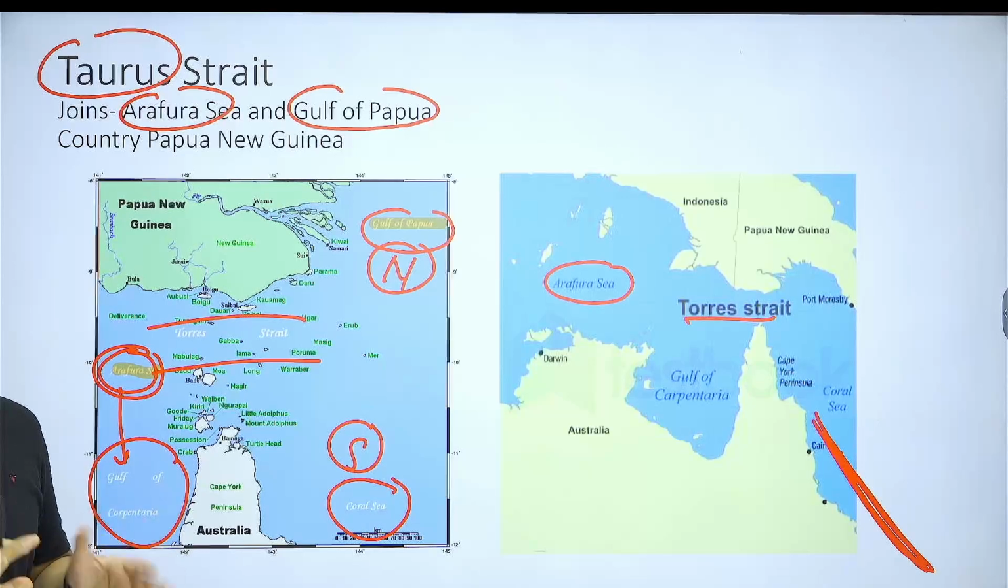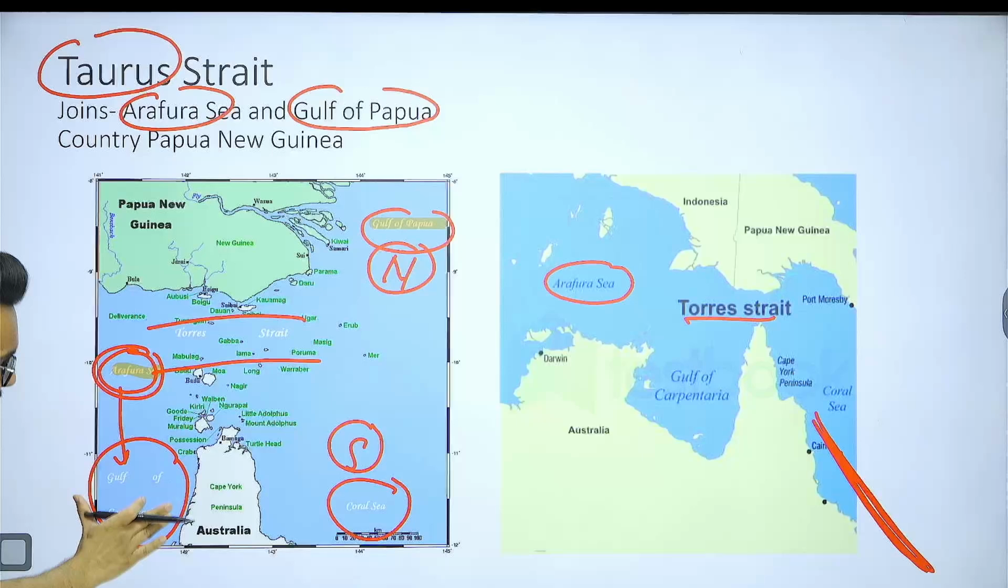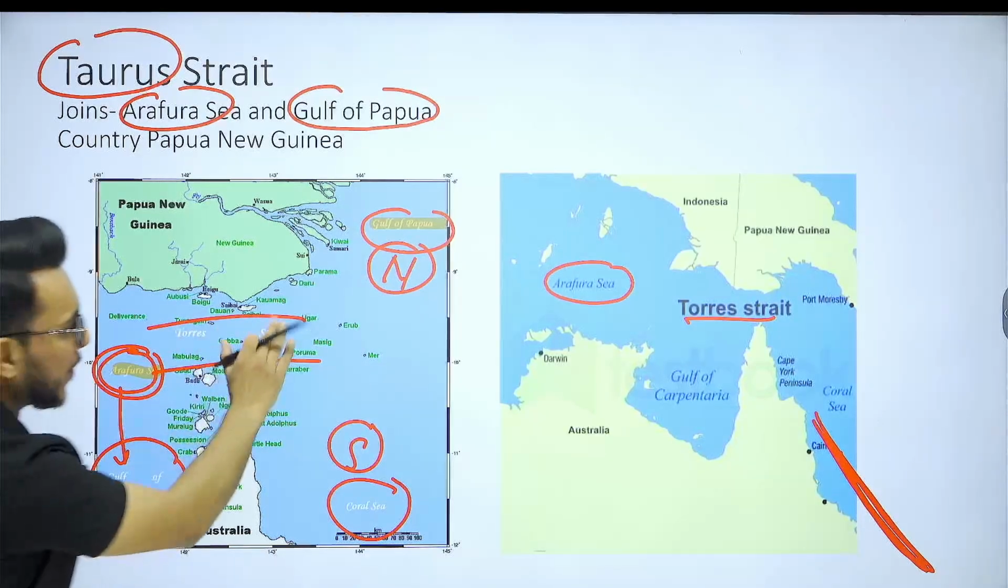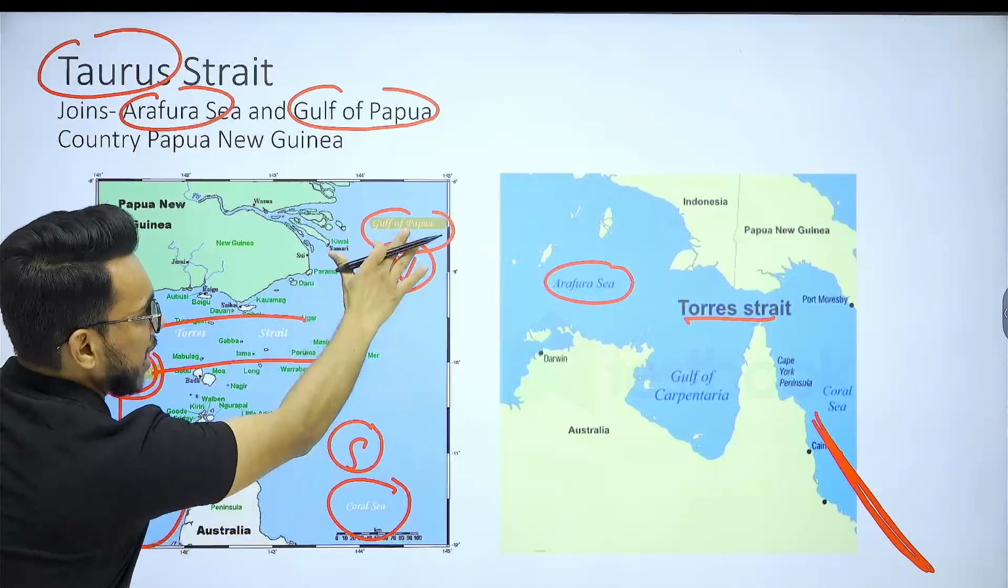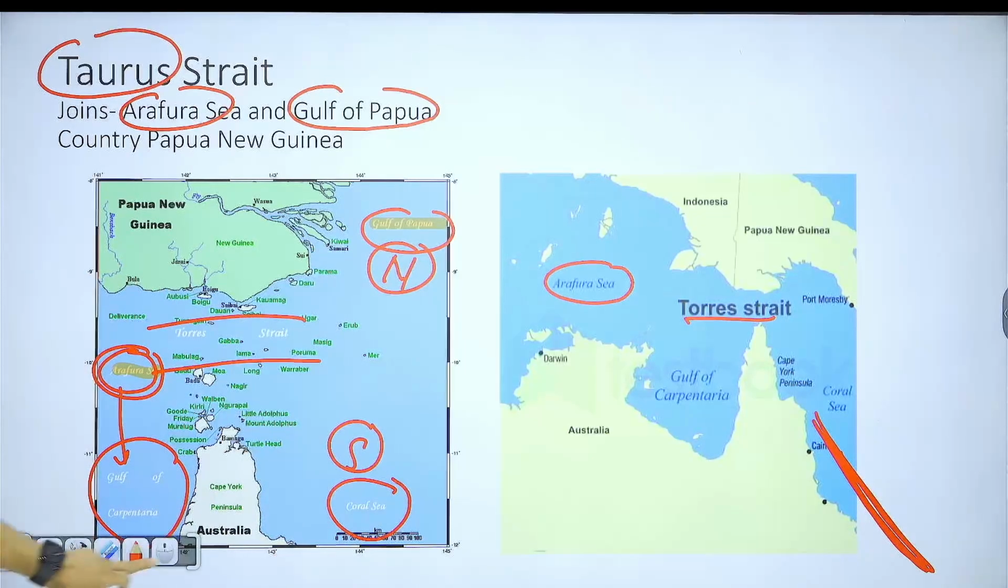So let's see these particular locations once again. Arafura Sea in the north, south of Arafura we have the Gulf of Carpentaria, then Torres Strait. You'll cross Torres Strait, there is the Gulf of Papua, and then in the south we have the Coral Sea. Okay, so this is the one.